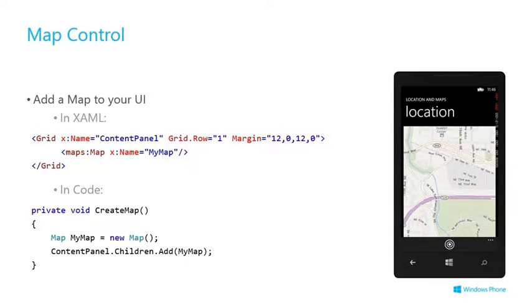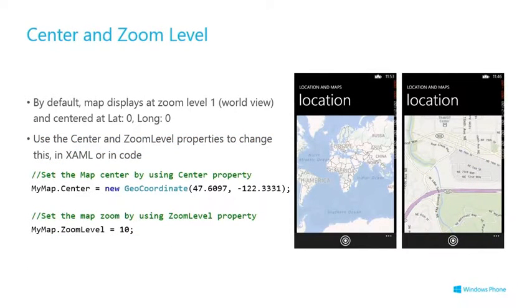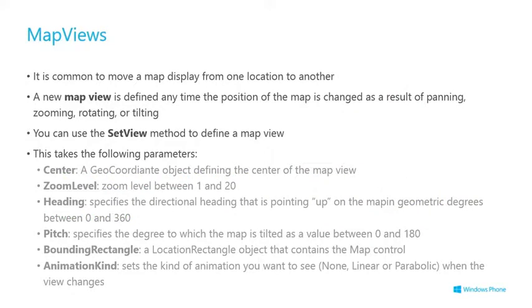So you can create a map by dragging one onto the page, and it will end up in XAML like that. Or, of course, you can create one in code. There's an example of that, as you can with any control. By default, the zoom level is 1 and the center is at lat long 0, 0. You can change the center property to a new geocoordinate to reposition the map, and you can modify the zoom level. 20 is the maximum, which is close street level.